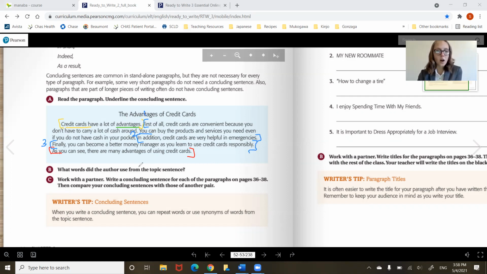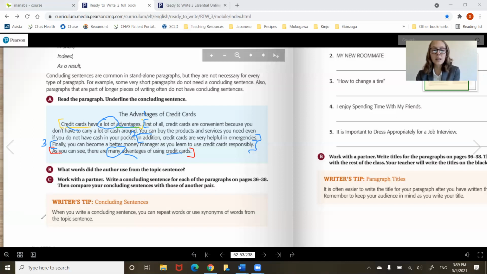So B, what words did the author use from the topic sentence? You'll see this paragraph is pretty simple. They use the same words, right? They use credit cards and they use advantages again. They also take one word, but they change it for a synonym. So we've got a lot of, which is the same as many, right? So they have 3 of the same ideas in both sentences and 2 have the exact same words, advantages and credit cards.